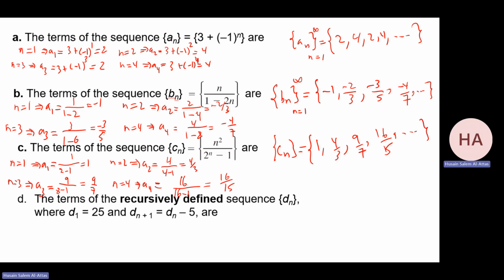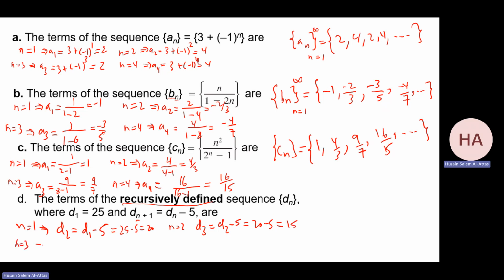Or sometimes they will be written in a recursive way, a recursive definition. I have d1 equals 25, and when n equals 1, I have d2 equal to d1 minus 5. What do you mean by recursive? It depends on the one before. So I have 25 minus 5, and that is 20. Now n equals 2, so I have d3 is d2 minus 5, and that is 20 minus 5, which is 15.